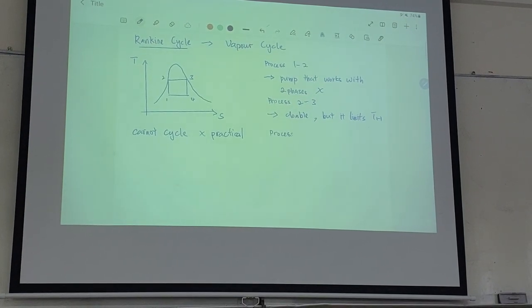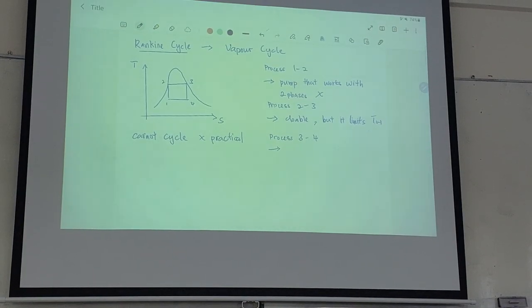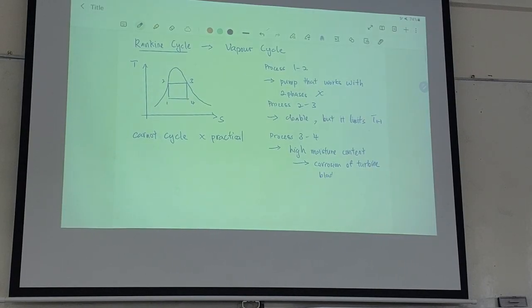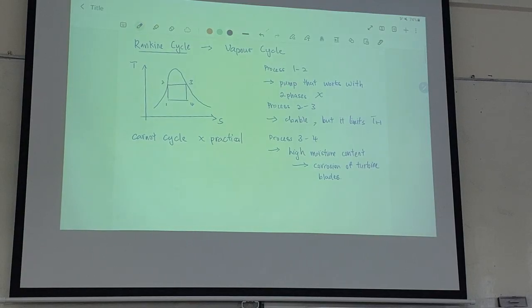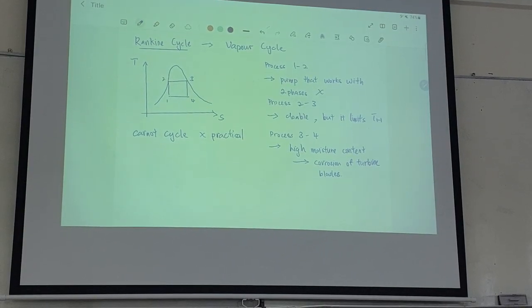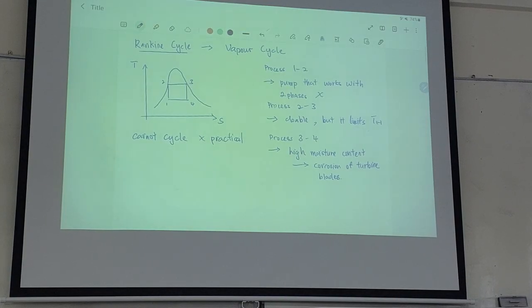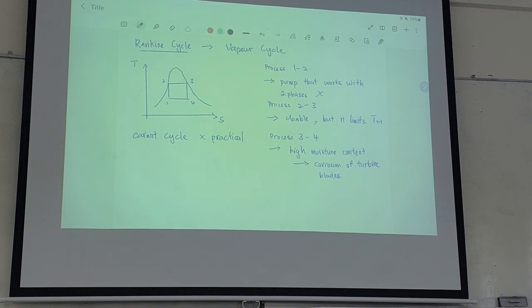So then process 3 to 4, the reason that it is not doable, pretty much similar. Actually doable also, but high moisture content, which leads to the corrosion of turbine blades. 4 to 1 no issue, so there are no issues. 4 to 1 is just condensation.